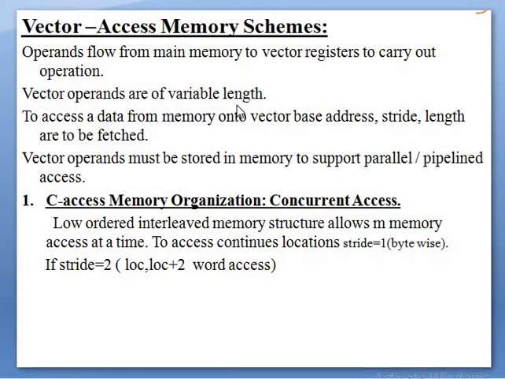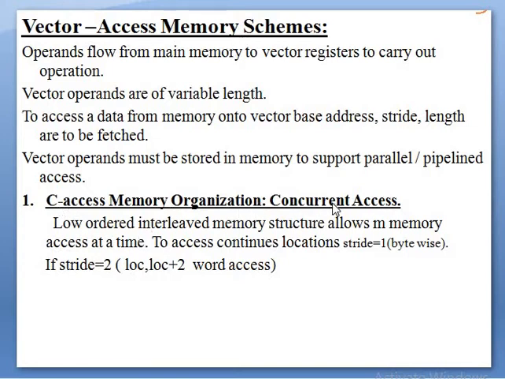Okay, next, how to access memory when it is a vector type of data. Whenever we want to fetch operands, they flow from main memory, because data is always present in main memory, and we cannot perform on simple data registers like AX, BX, CX. We have to perform it on vector registers. So whenever we shift data or operands from main memory to the vector registers, it is called vector access.